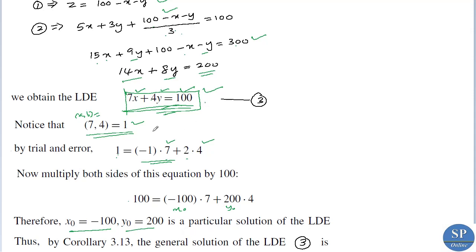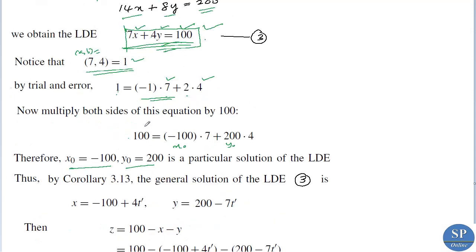So we obtained a particular solution. After obtaining the particular solution, by the previous corollary, the general solution will be of this form: x is equal to x naught plus bt and y equal to y naught minus at. Here we have a equal to 7 and b equal to 4, and x naught equal to minus 100 and y naught equal to 200.